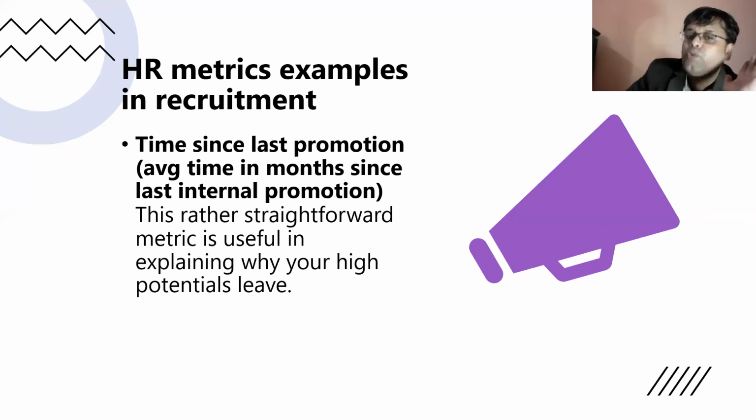This is a rather straightforward metric which is useful in explaining why your high potentials, your top performers, are leaving and joining your competitor, just because you are not giving them a promotion on time. You wanted to save probably 5,000 or 7,000 or 10,000 rupees per month by not giving that promotion, and actually they are leaving, with losses of crores of rupees, right? So you need to understand that. Okay, so that is the concept of time since last promotion.